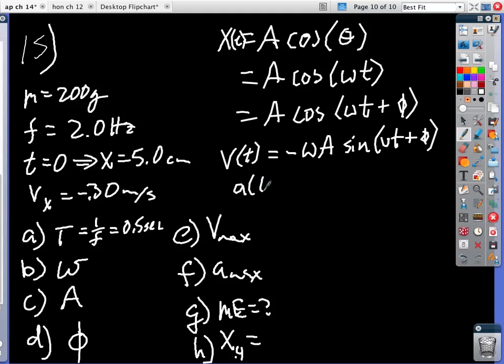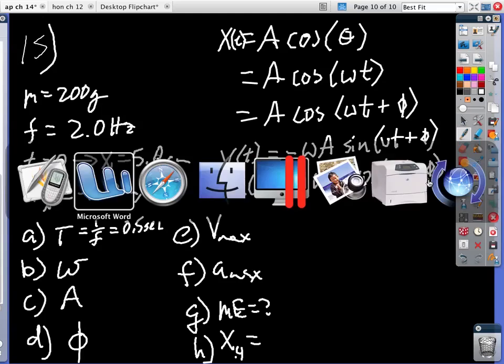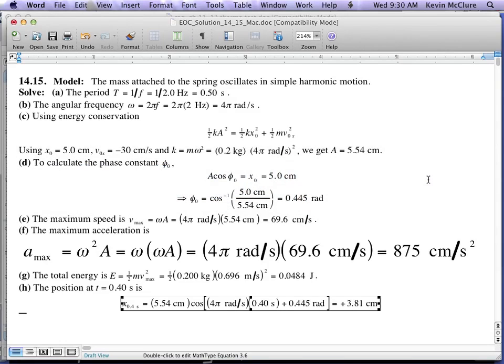Now we take the derivative of this again, and of course the derivative of sine is just cosine, so we get negative omega squared A cosine(omega t plus phi). So now we see what is the max value of the acceleration. Once again, cosine is going to go from 1 to negative 1. So our max value is going to be positive omega squared A. And that is where we get this.